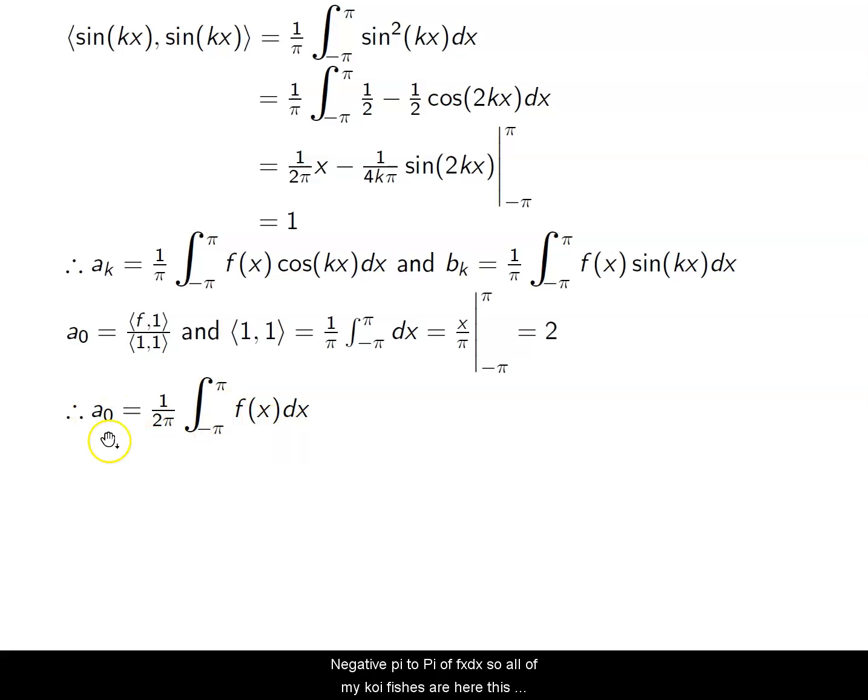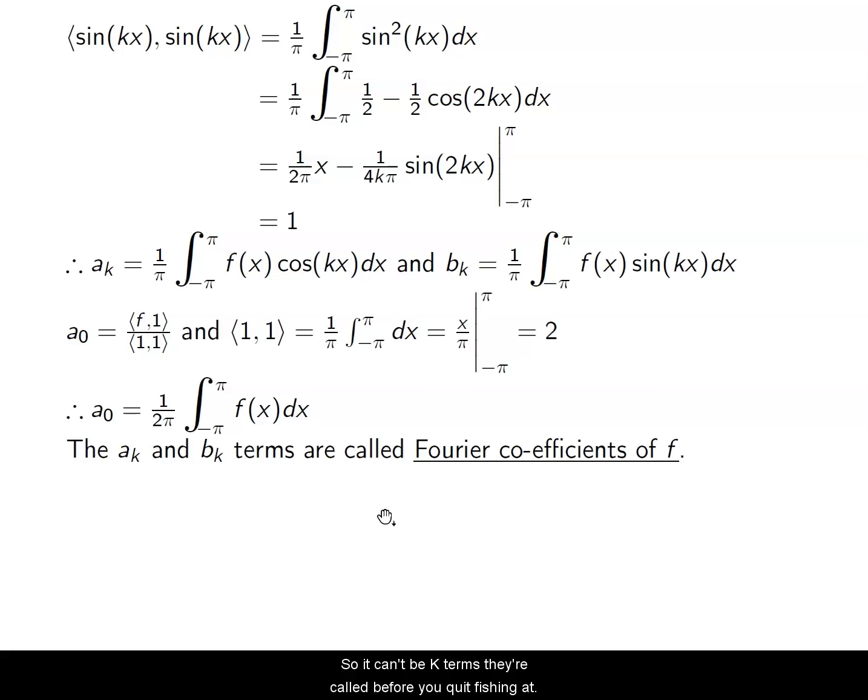So all of my coefficients are here. This is how I find my constant. This is how I find each a sub k, and this is how I find each bk coefficient. So AK and BK terms, they're called the Fourier coefficients of f. Okay, so now let's do an example, right? So we worked through the formulas that we have. We derived the 3 formulas that we'll be using for these examples. So let's do an actual example.